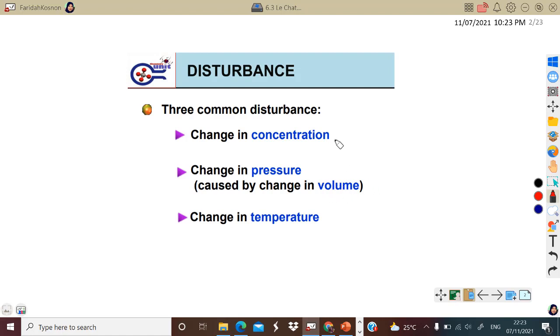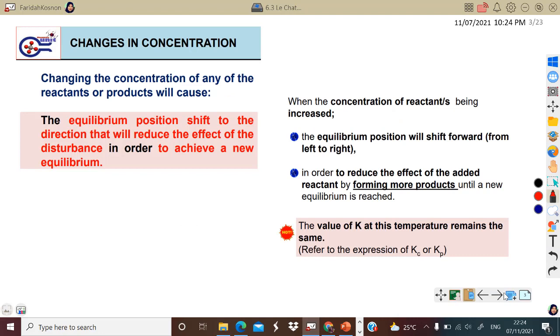It could be a change in concentration of reactants or products, meaning a change in the concentration of reactant or product. A change in pressure, caused by a change in volume, and a change in temperature. Okay. Alright, so we will learn one by one how these disturbances or factors affect the equilibrium position. Okay, so we start with changes in concentration.